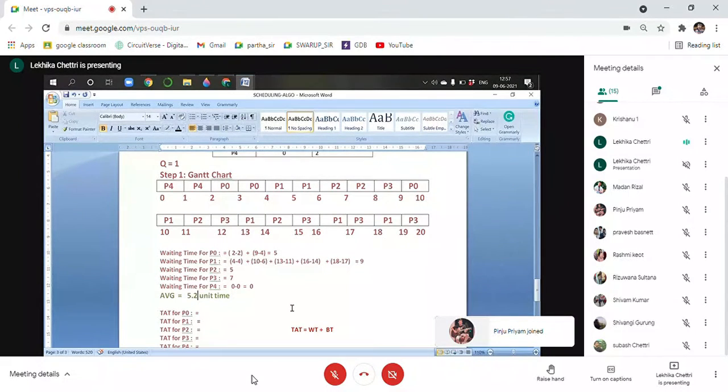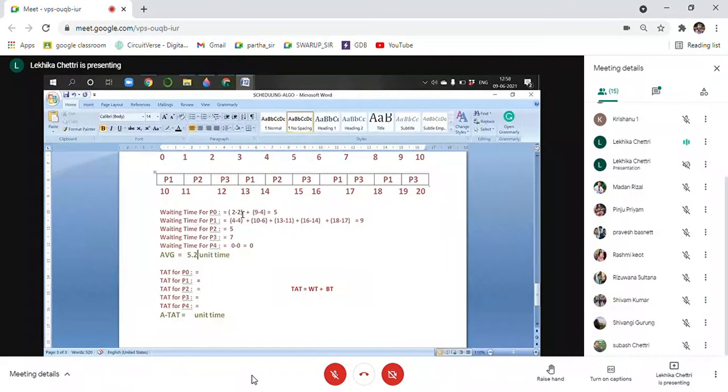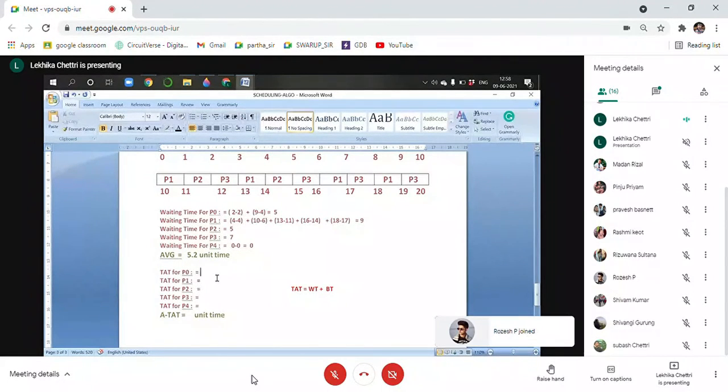Now turnaround time is simple: you just do the waiting time plus your burst time. Do that and give me the turnaround time. Turnaround time is not difficult, so I will not explain it. Just give me the values for turnaround time.